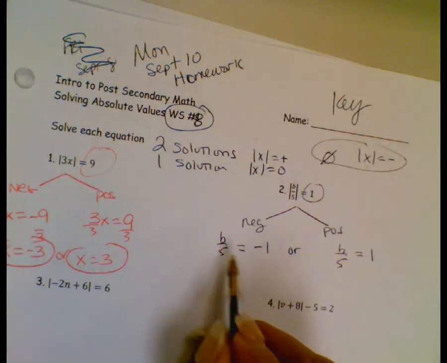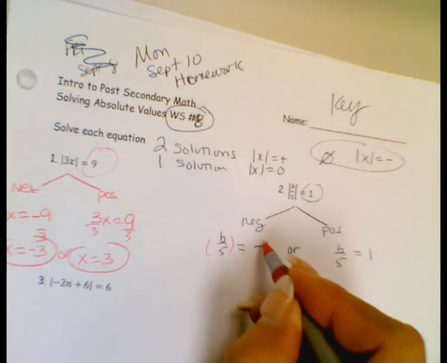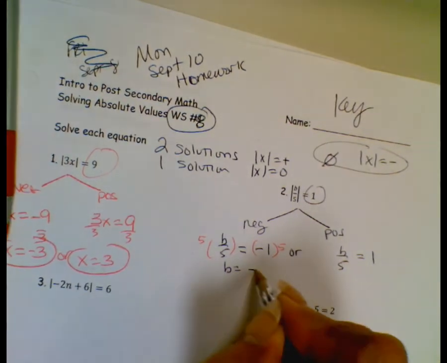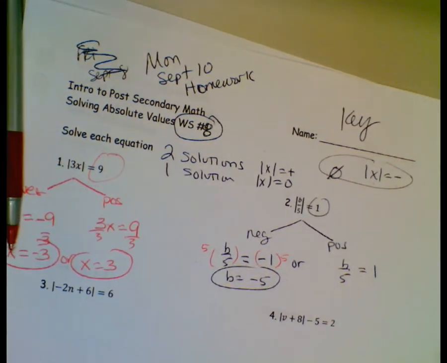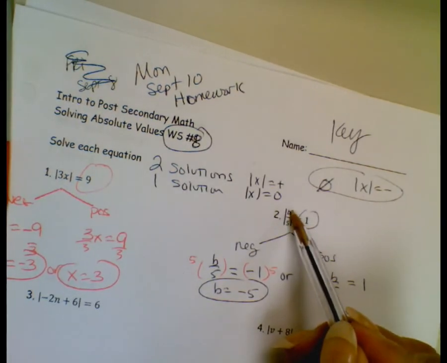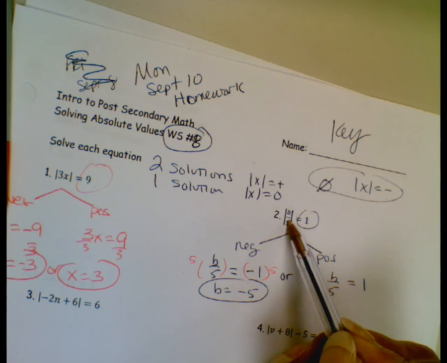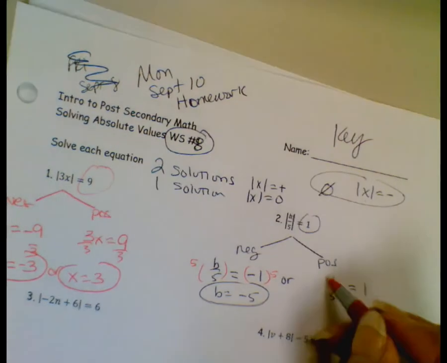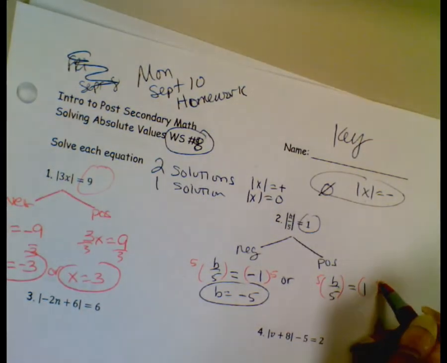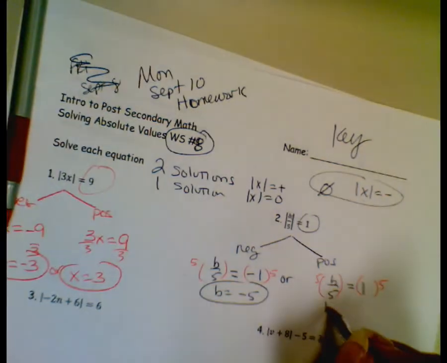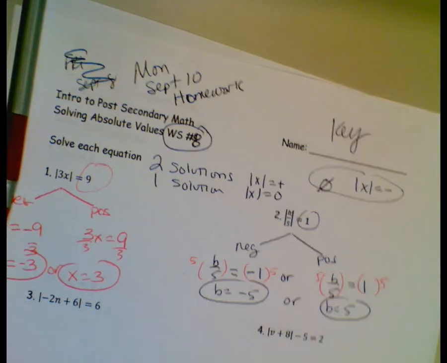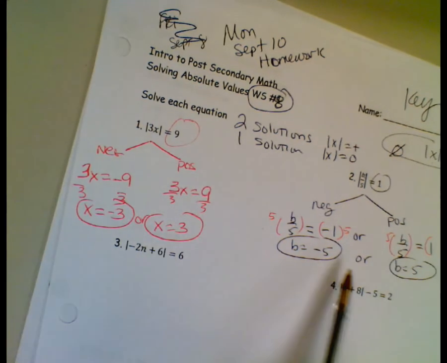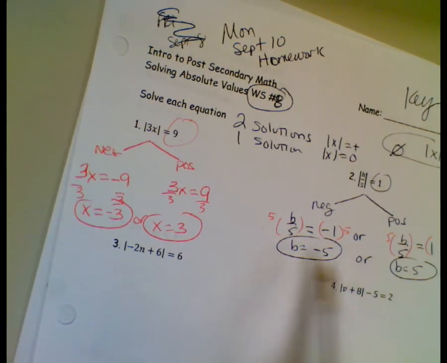How do I get rid of a division of 5? To get rid of division of 5, we multiply by 5. So b is equal to negative 5. If you plug a negative 5 in up here, what's negative 5 divided by 5? It's negative 1. What's the absolute value of negative 1? 1. So that makes sense. How do I get rid of a division of 5 again? Multiply by 5. So the 5's cancel and b equals 5. So your answers are negative 5 and 5. Now notice in the first two examples that the answers are positive and negative 3. They're not always the same number, so be careful.